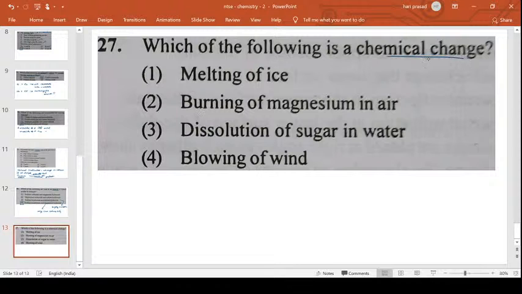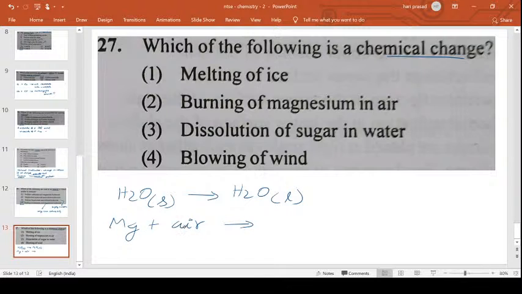Chemical change. Melting of ice: solid water converting into liquid water is called melting. That means the physical state changes. So melting of ice is a physical change. Burning of magnesium in air. Magnesium burns in air. That means magnesium takes oxygen from the air and gives magnesium oxide, and takes nitrogen from the air to give magnesium nitride. Therefore, the magnesium element is converted into compounds. Therefore, it is called a chemical reaction, a chemical change.